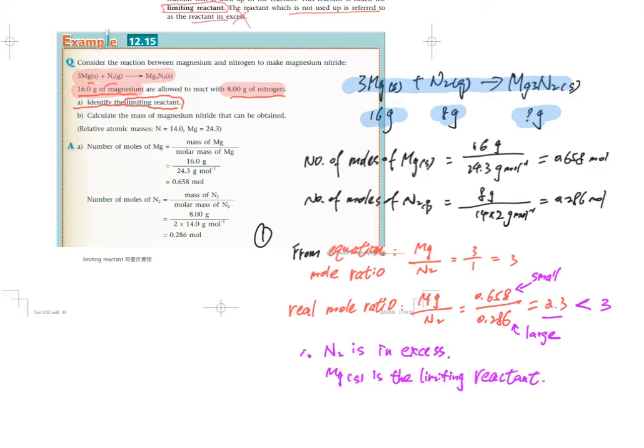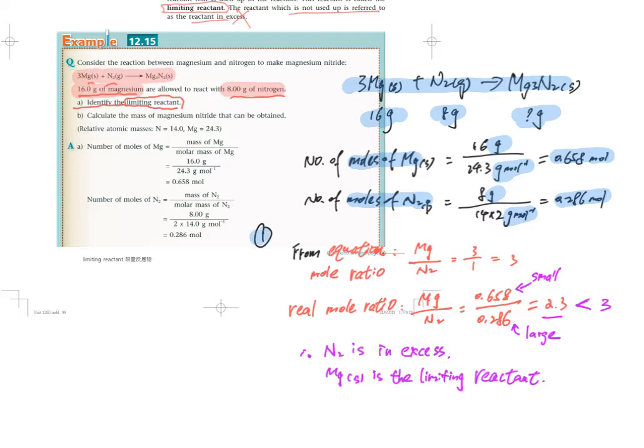Normally, if the mass is provided, then we calculate the number of moles. So for magnesium, we just use mass divided by molar mass, okay? We have learned this equation before, and that equals the number of moles. So mass divided by the molar mass of magnesium turns out to be 0.658 mole. And the number of moles of nitrogen, still using mass divided by molar mass, is equal to 0.286 mole.